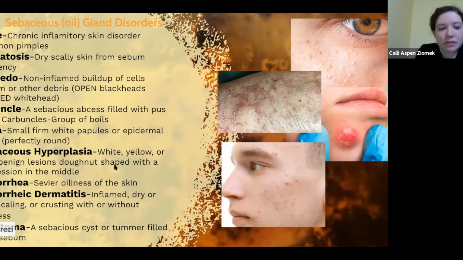Seborrhea is a severe oiliness of the skin. They generally look very greasy all the time, no matter how much they wash their face. And it's not just, oh, you have oily skin, you have excessively oily skin to where I can actually see the buildup of oil on your skin.